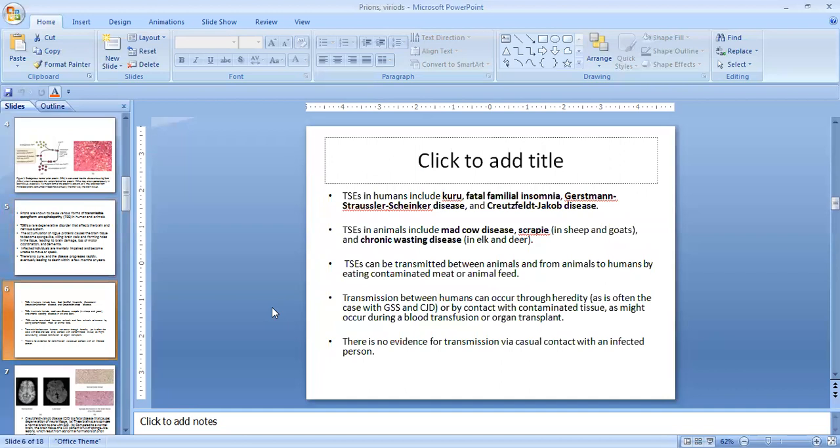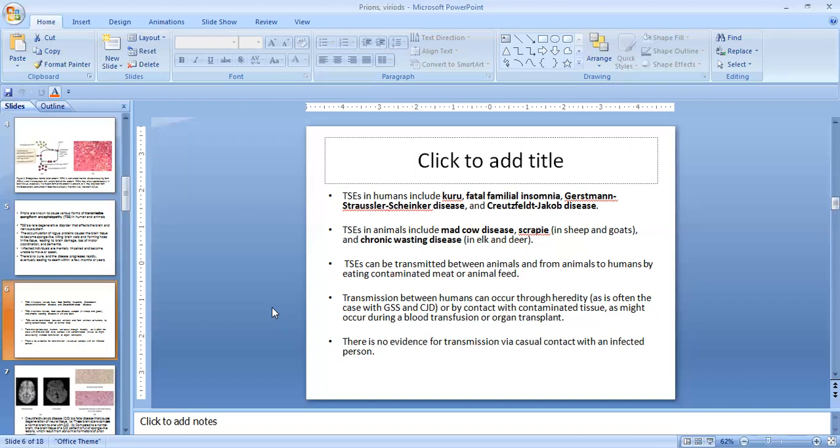And what are the diseases in humans? Diseases in humans include Kuru, then fatal familial insomnia, Gerstmann-Sträussler-Scheinker disease, and Creutzfeldt-Jakob disease, where Creutzfeldt-Jakob is important, we are usually asked about it in exams. Then in animals, infectious prions cause mad cow disease. You might have heard about mad cow disease. Then scrapie in sheep and goats, and chronic wasting disease in elk and deer.